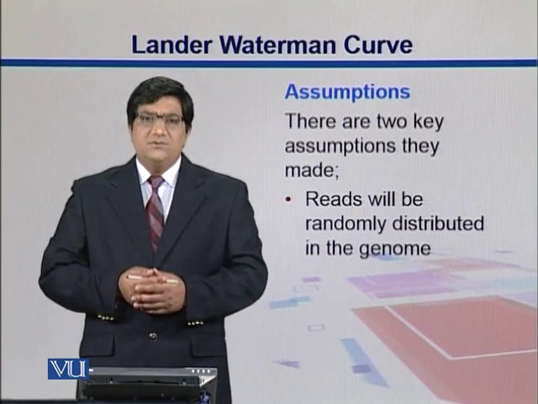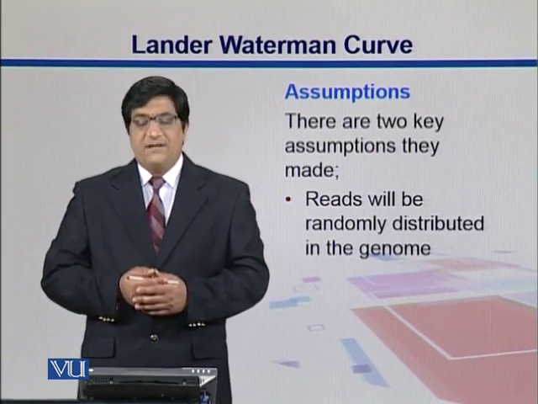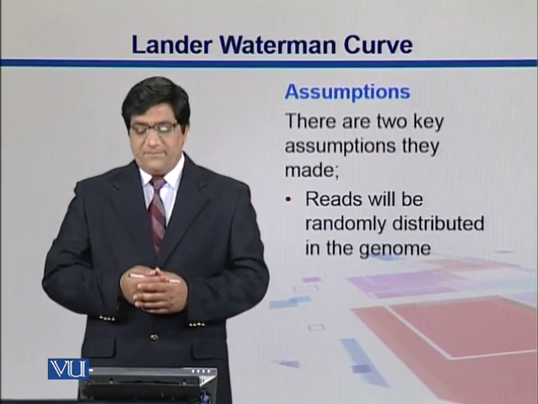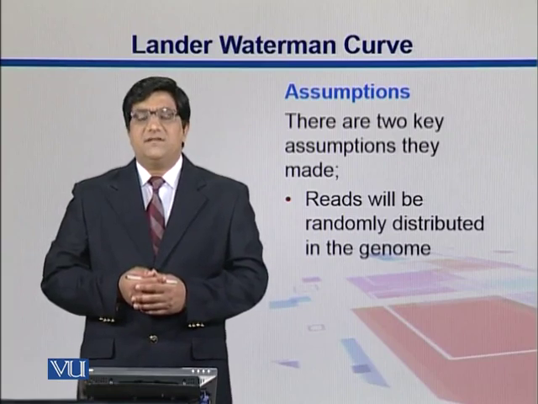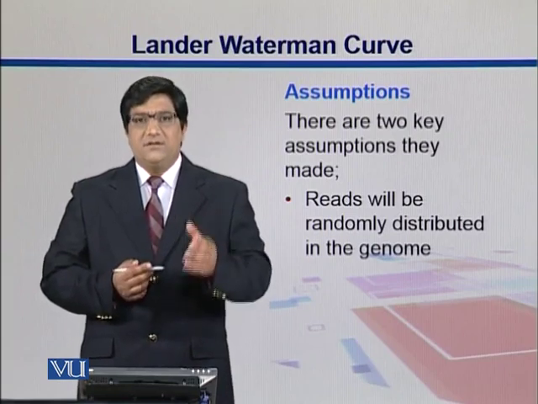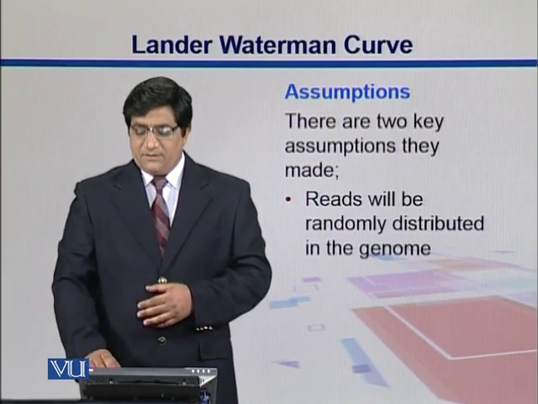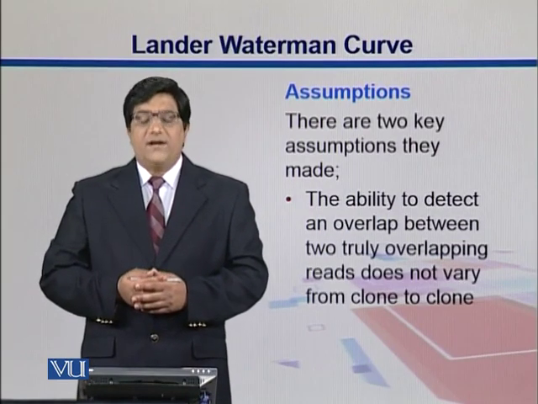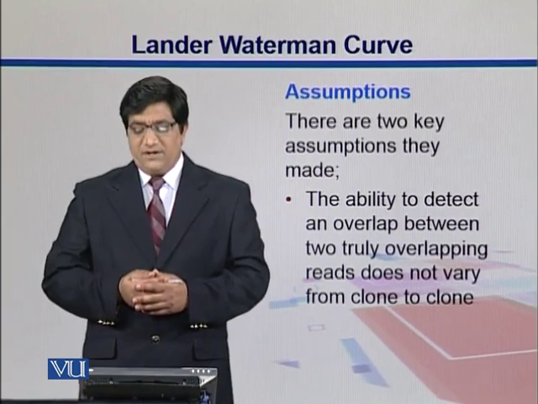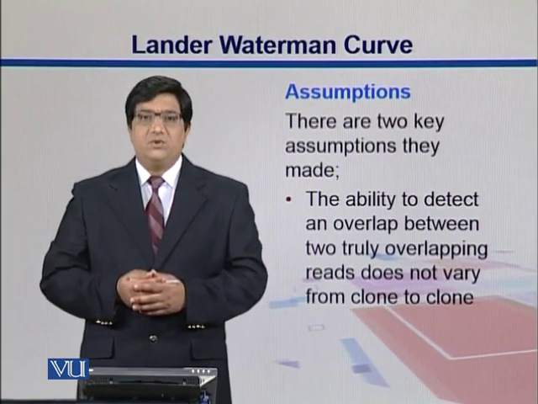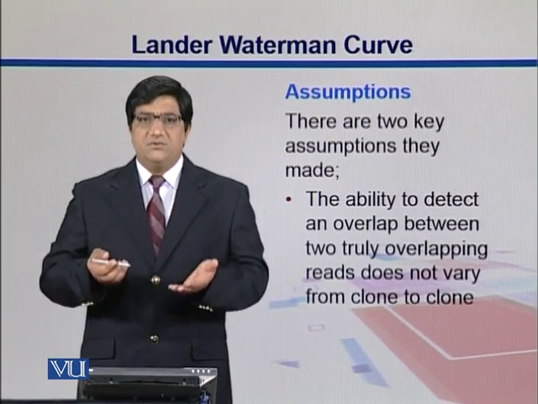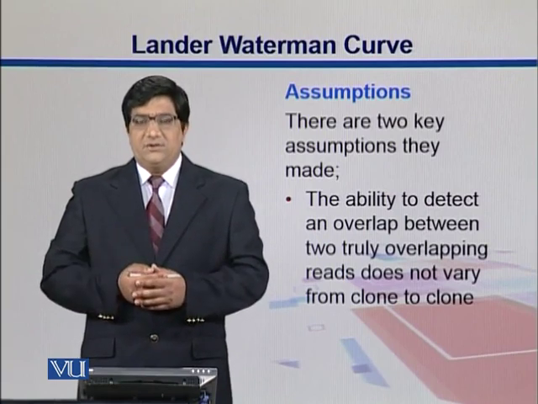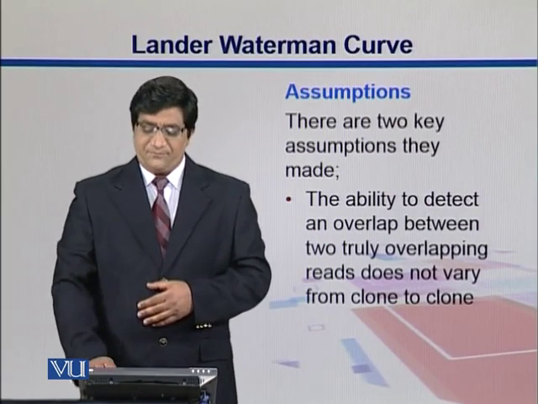They made two key assumptions. Number one was that reads are randomly distributed in the genome, so there is no bias, and reads can come from anywhere in the genome. And number two is that the ability to detect an overlap between two truly overlapping reads does not vary from clone to clone, so there is no effect of the clones on these reads.